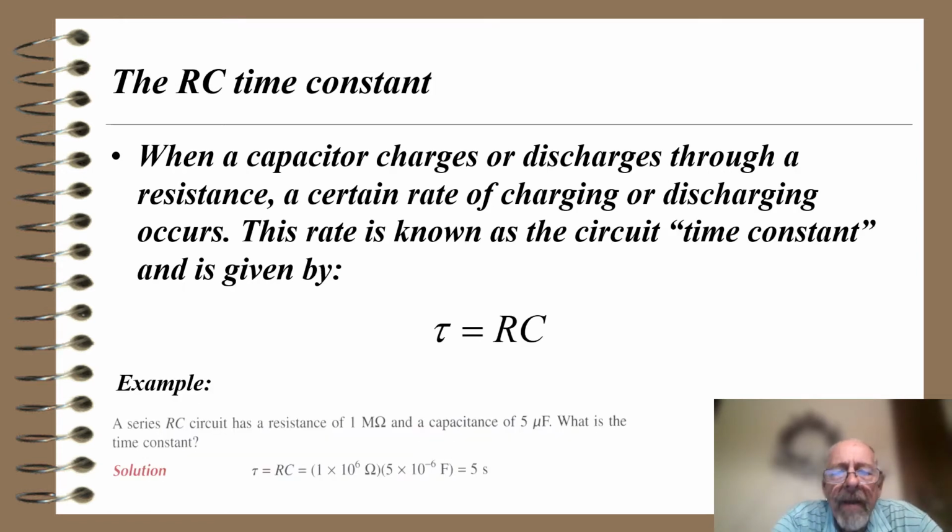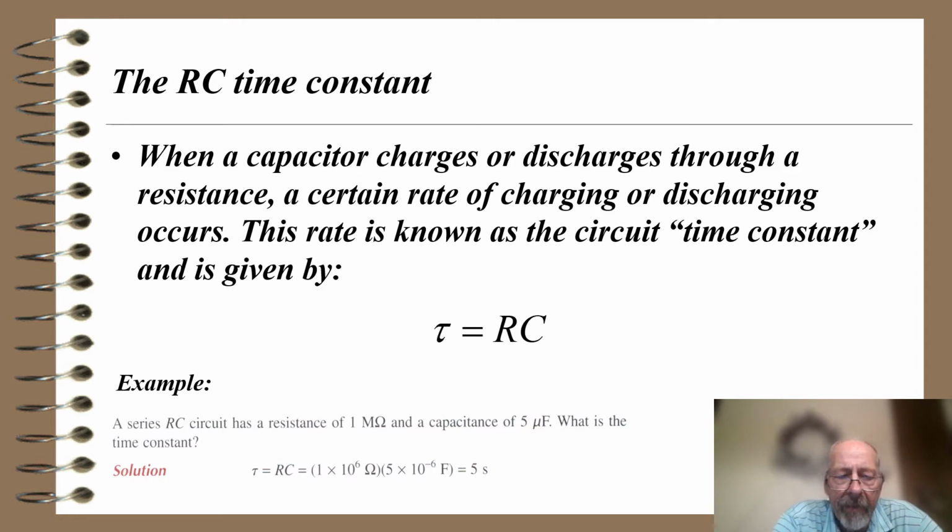These characteristics of a capacitor give rise to many practical applications in electrical circuits and systems. So you might ask, is there any way we can figure out how fast this happens? Yes, we can. There's a thing called the RC time constant. When a capacitor charges or discharges through resistance, a certain rate of charging or discharging occurs. This rate is known as the circuit time constant and is given by tau equals RC.